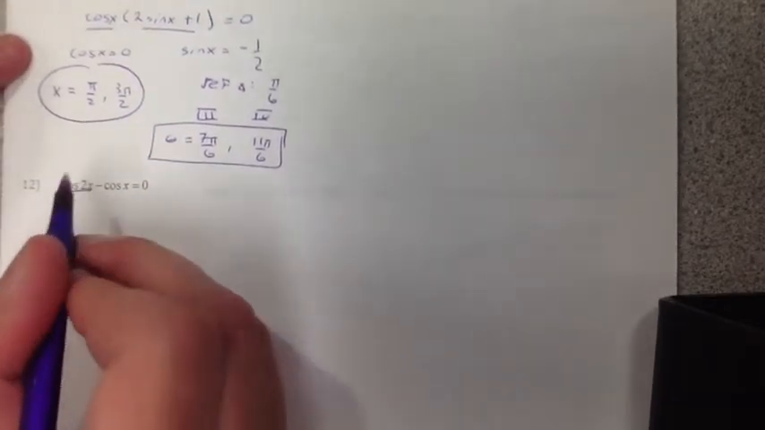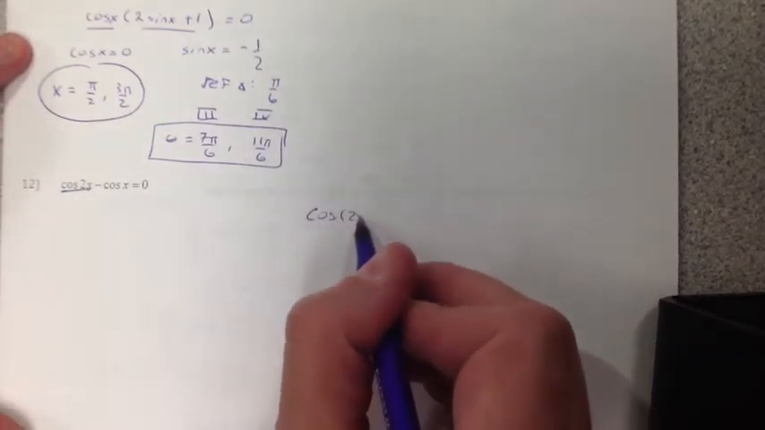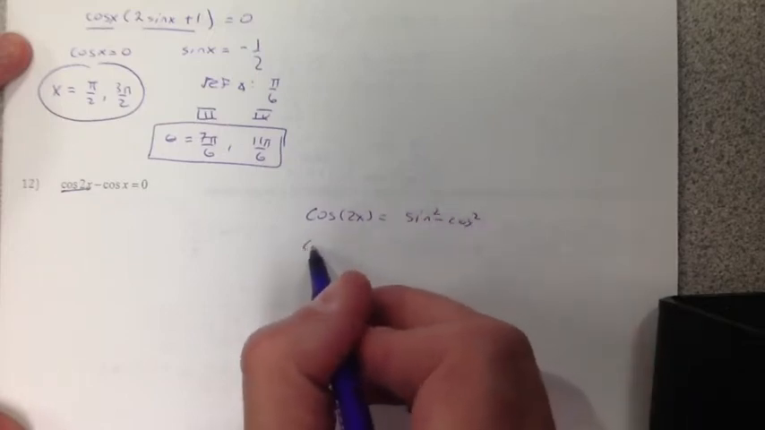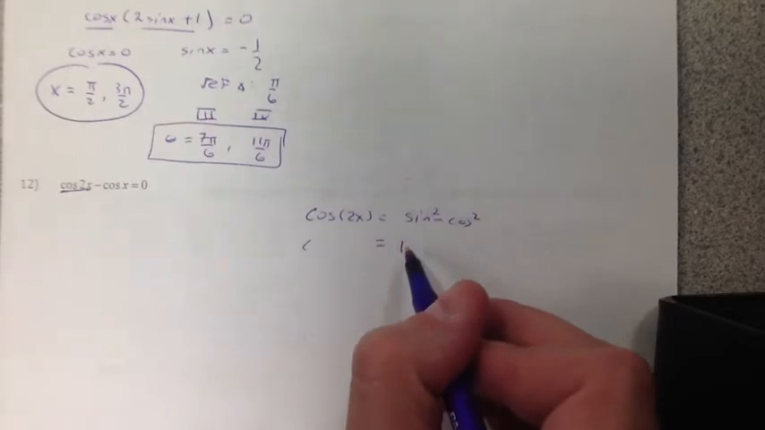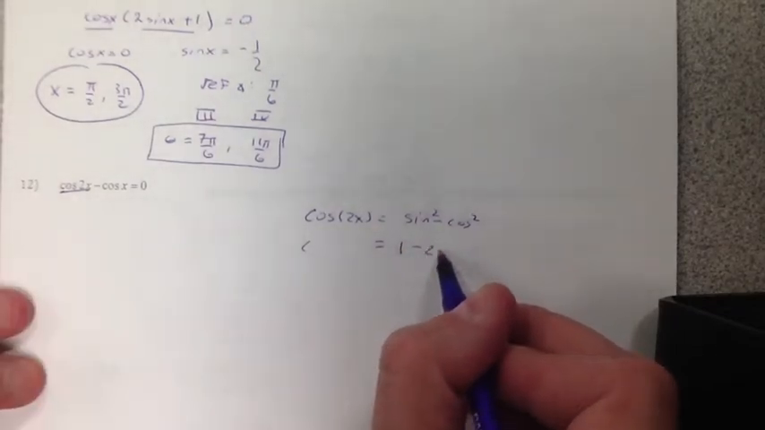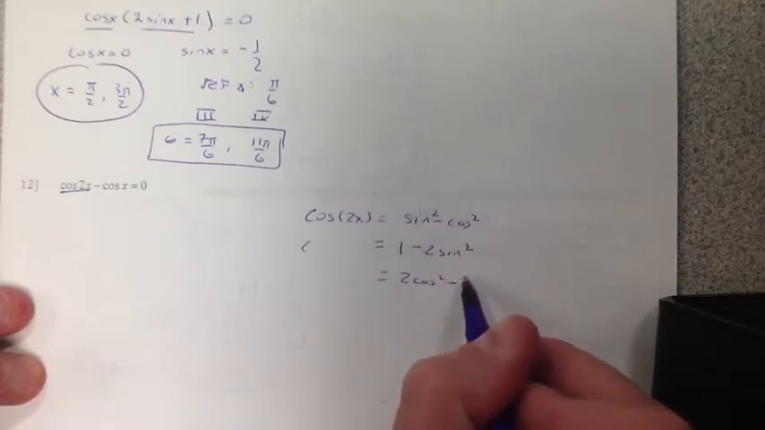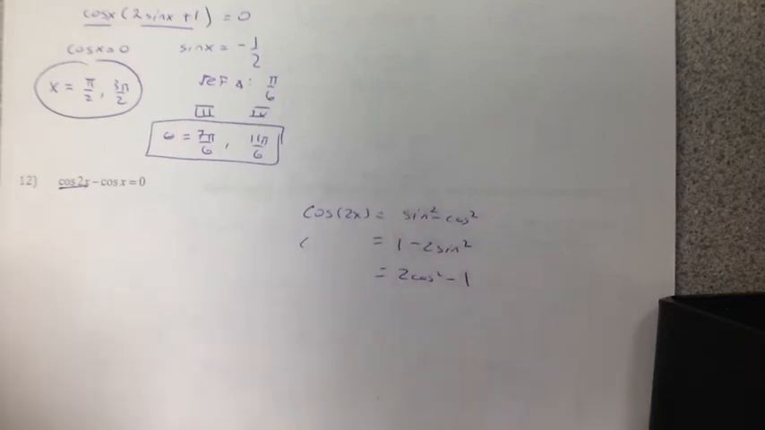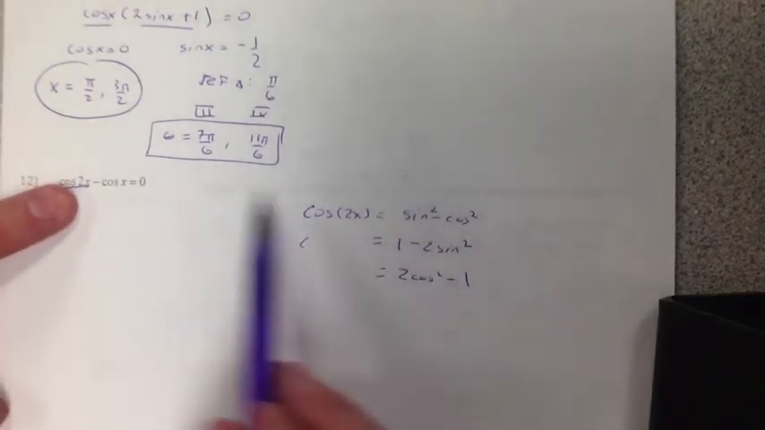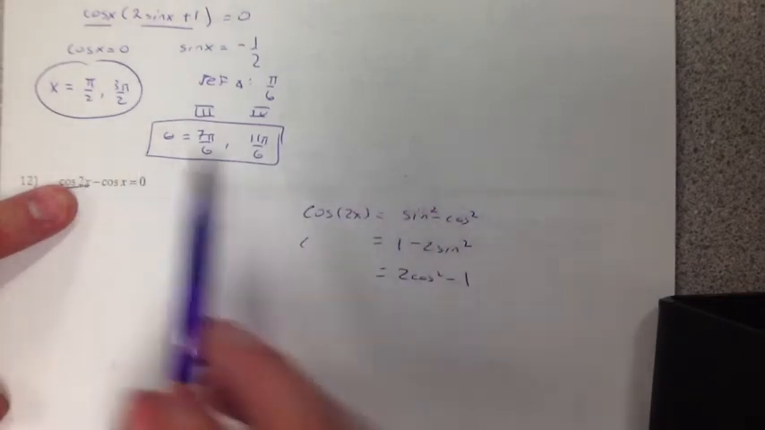Here, I want cosine of 2x. Now, if you remember, for cosine of 2x, we have a few choices. I can do cosine squared minus sine squared, I could do 1 minus 2 sine squared, or I can do 2 cosine squared minus 1. The question is, which one do I want to use? Now, if at all possible, I want to avoid different variables.